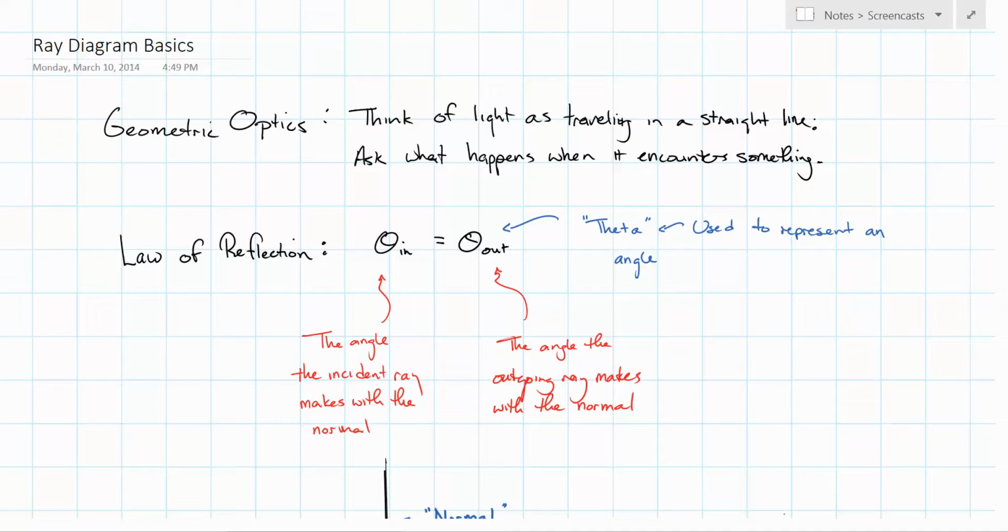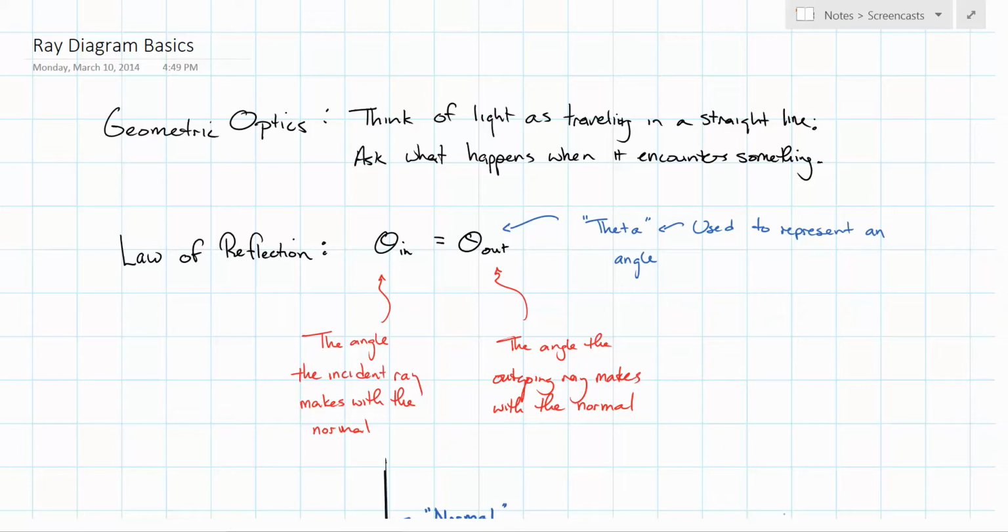Hello, let's talk a little bit about ray diagrams and geometric optics. This stuff is going to be related to plane mirrors. We'll focus later on spherical mirrors and lenses in future screencasts. But this is just talking about the basics. We're talking about light as though it's going off in a straight ray.